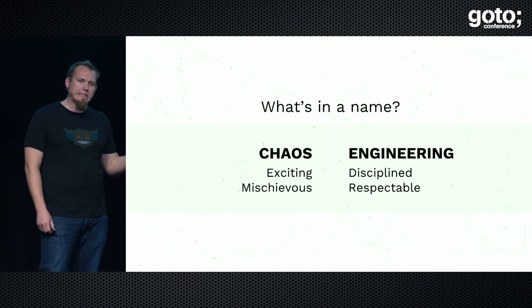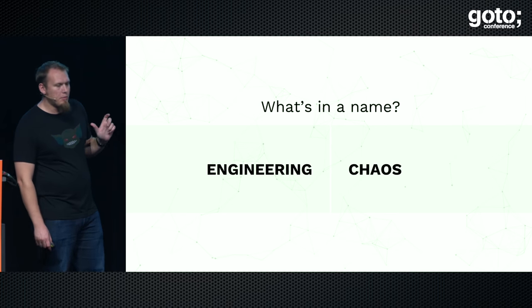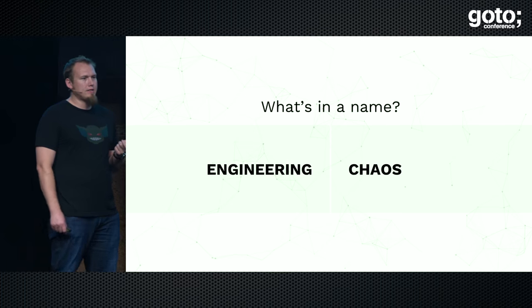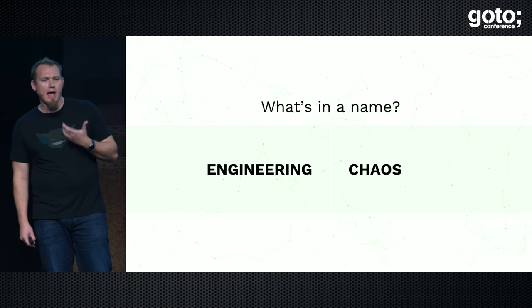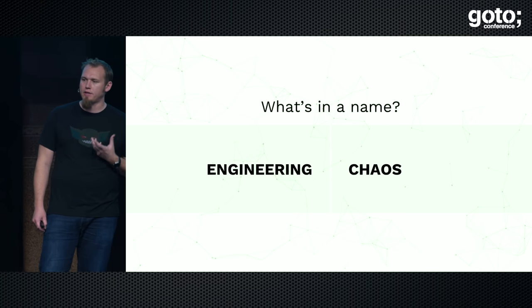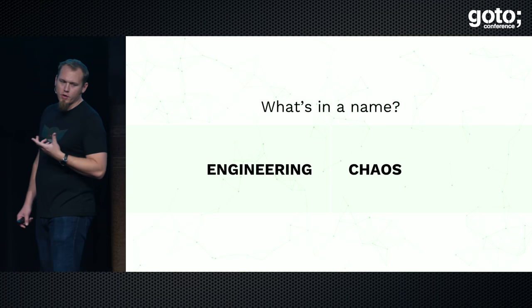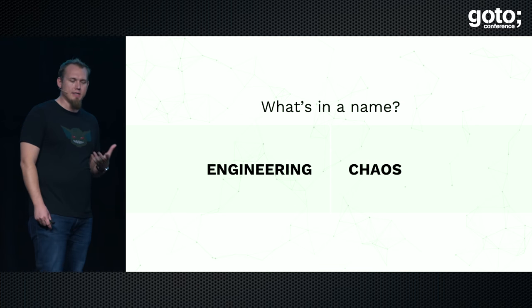It's not about wielding chaos to better engineer our systems. In fact, I think we'd be better served by flipping it around. What we want to do is take the disciplined, respected engineering practices that we have and apply them to the chaos that is already inherent in our environments. We have enough chaos. There's enough things that break and go wrong that we can use that as a tool, but we don't need to.